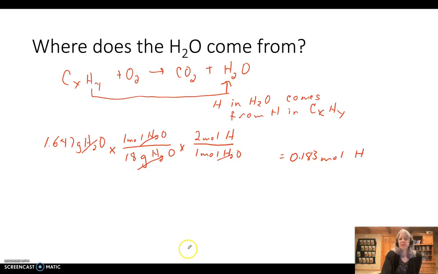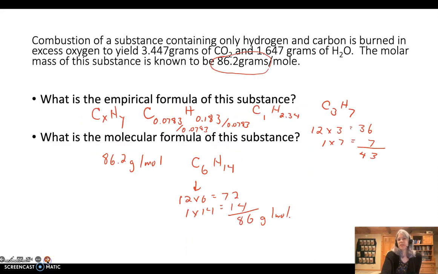Once we get the moles of each, then we look for the smallest whole numbers that will express that ratio. That's our empirical formula. And when we have the molecular formula, we have to see how many of those empirical formulas will fit into this particular mass. So we look at this mass divided by that. We see 2 of those units, right, will weigh this much, 86.2. And that's how we use combustion analysis to find empirical and molecular formula.